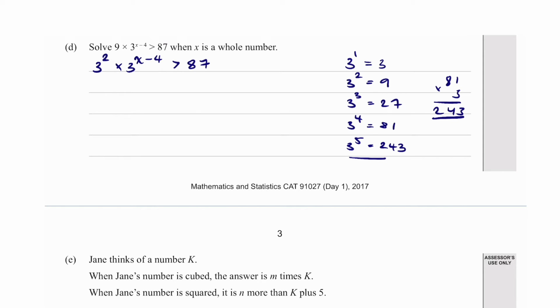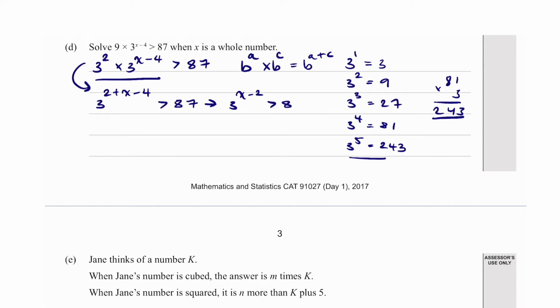Cool. So, note that we have a power rule, which says if we have the same bases, so let's call our base b, if we have b to the power of a multiplied by b to the power of c, this is the same as b to the power of a plus c. So we have the same thing going on here. So we can rewrite this part here as 3 to the power of 2 plus x minus 4, which is greater than 87. This can then be written as 3 to the power of x minus 2, which is greater than 87.